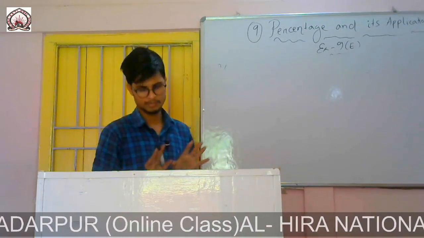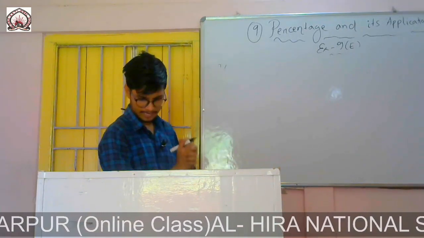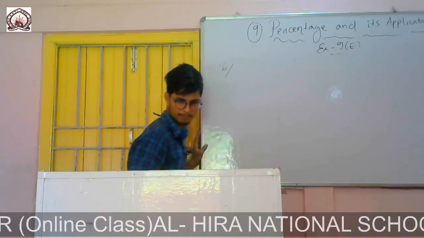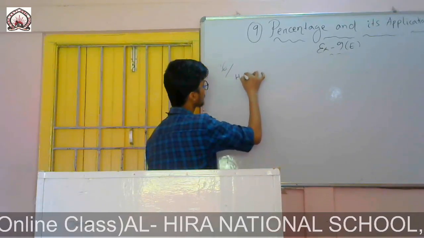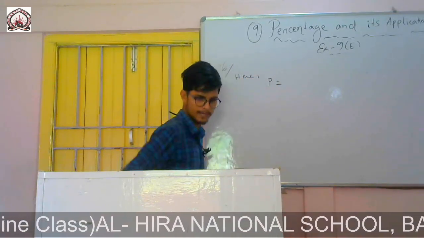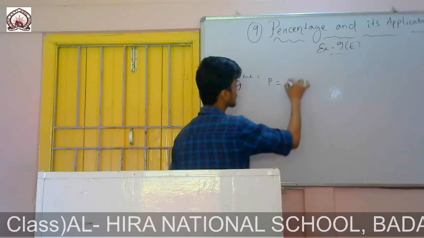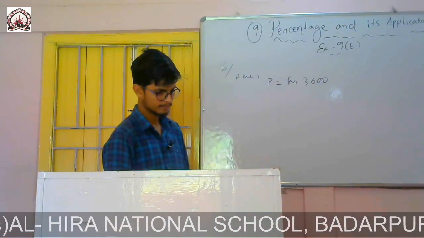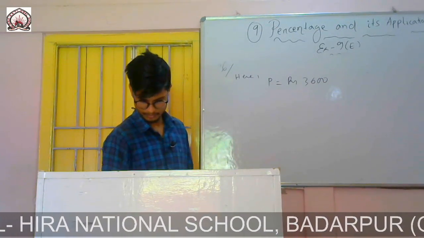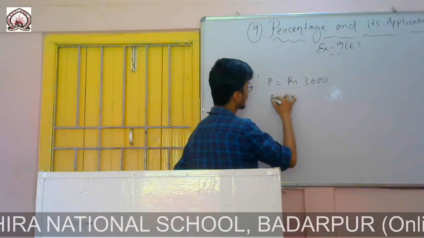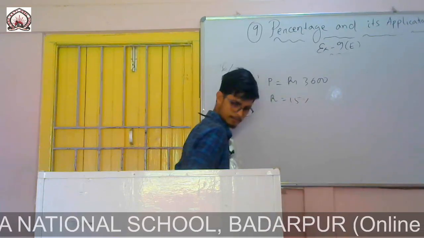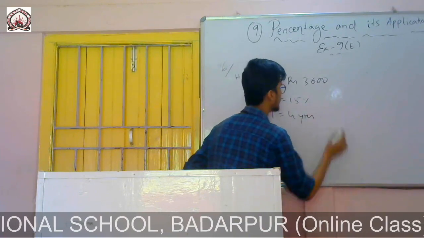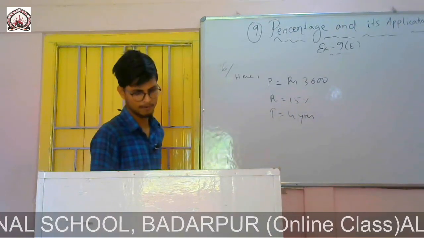First of all, I will solve simply up to the amount portion, which is the same. Then I will show how to find the cost of the cow. So in question number 6, principal is rupees 3,600, rate is given as 15% and time is 4 years. Like earlier, first I will find the SI, then I will find the amount.